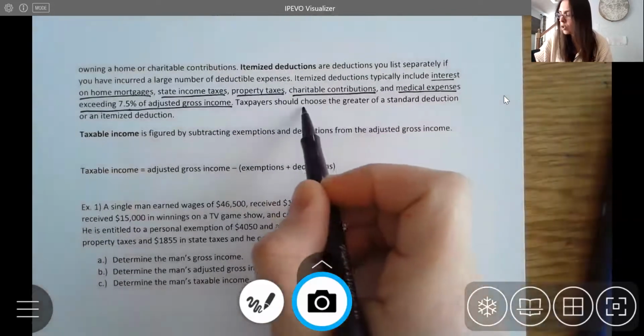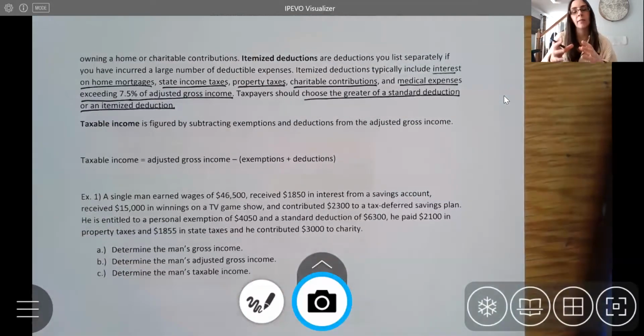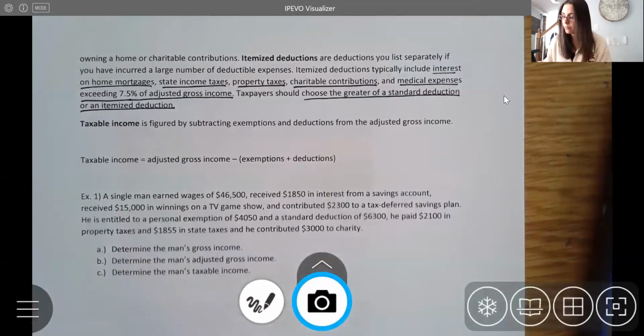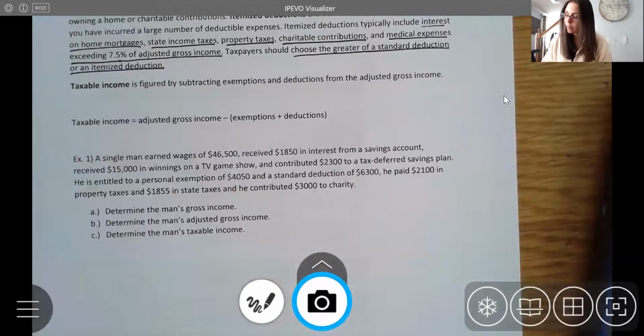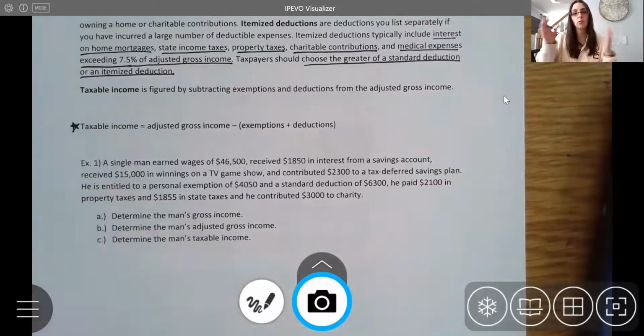So as a taxpayer, you should choose the greater, either the standard deduction or itemized deduction. So you add all your itemized deductions together. If that's more than the standard deduction, then you would do that. If it's not more, then you would do the standard deduction. And then your taxable income is figured by subtracting exemptions and deductions from the adjusted gross income. So your taxable income is not always your full gross salary, because we do allow for these adjustments, deductions, and exemptions that reduce what is called your taxable income. So how much you actually pay taxes on for the federal government for certain things, right?